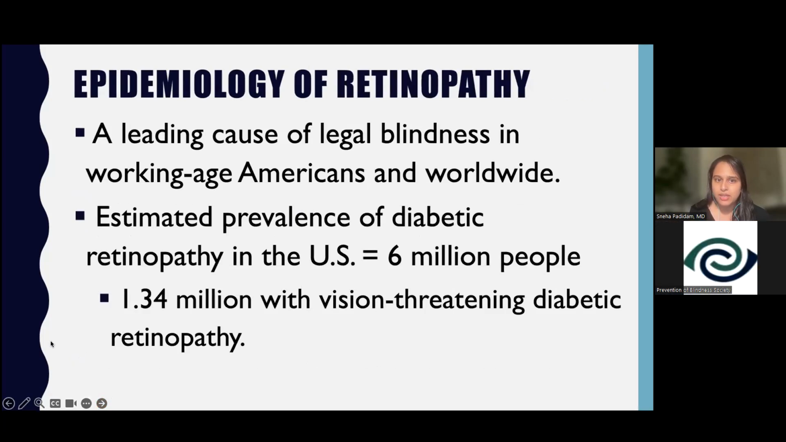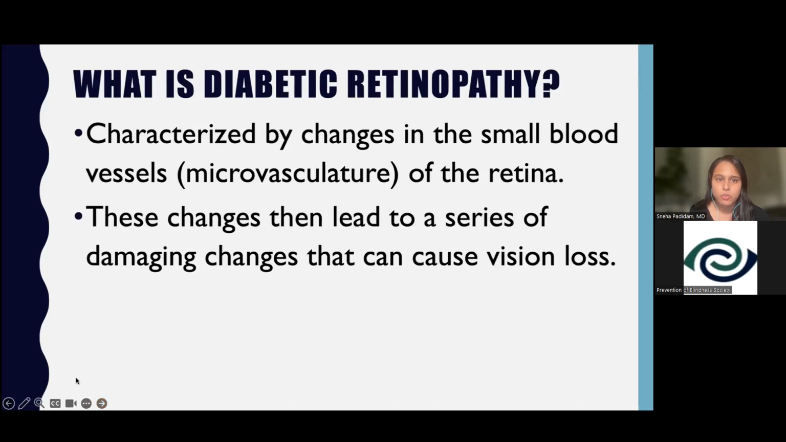Diabetic retinopathy is a leading cause of legal blindness in working age Americans and worldwide. The estimated prevalence of diabetic retinopathy in the US is 6 million people, and 1.34 million have vision-threatening diabetic retinopathy. So what is diabetic retinopathy? It is characterized by changes in the small retinal blood vessels, which then cause a series of damaging changes that we'll go over that can lead to vision loss.